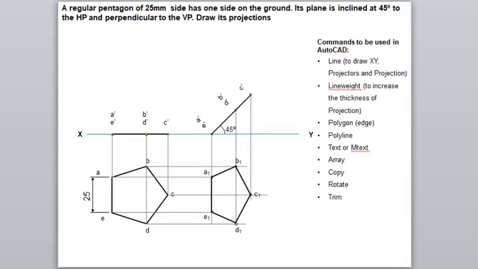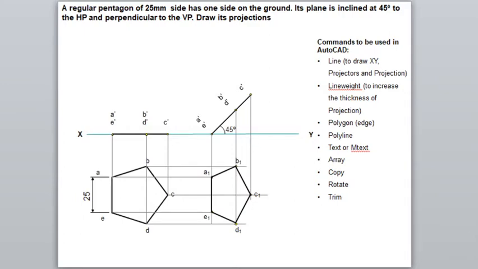So the object is having a side on the ground and it is making an angle of 45 degrees with my horizontal plane. Initially I have to make sure that my object is resting on my horizontal plane and I draw the projections of that plane. Then I have to make sure that one edge is rested on the horizontal plane and it is being lifted in the vertical direction. To draw that, I am going to use these commands in AutoCAD.